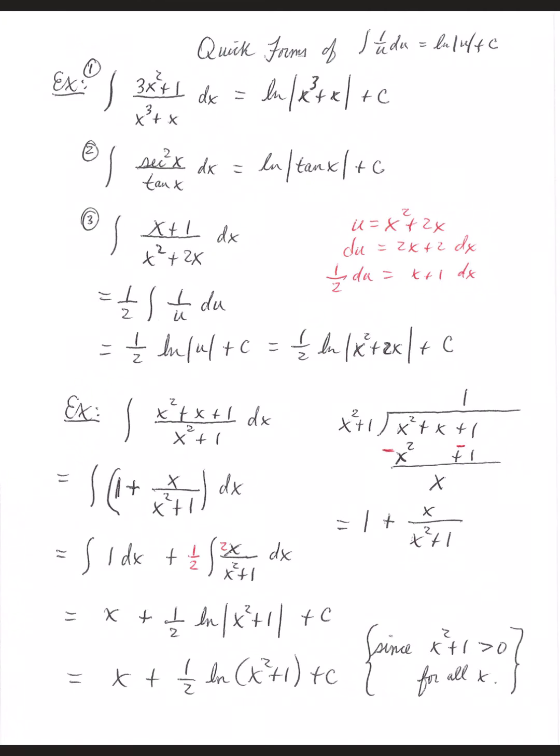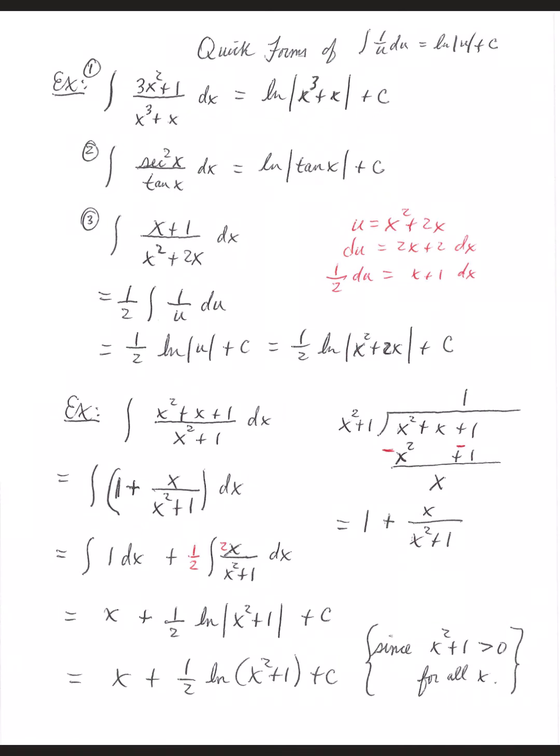Second example, secant squared over tangent. The derivative of tangent x is secant squared x dx. So that's derivative over original, and so that's a perfect candidate for natural log of the denominator, absolute value, because tangent can be 0 and it can be negative, plus c.